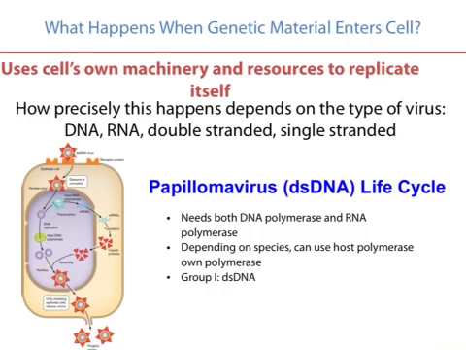Now, we're going to talk in detail about the life cycle of a particular type of virus. This particular virus is the papillomavirus. The type of papillomavirus that you're probably all familiar with is HPV, or the human papillomavirus. And HPV is a double-stranded DNA virus, so their DNA is somewhat similar to ours. It's double-stranded.